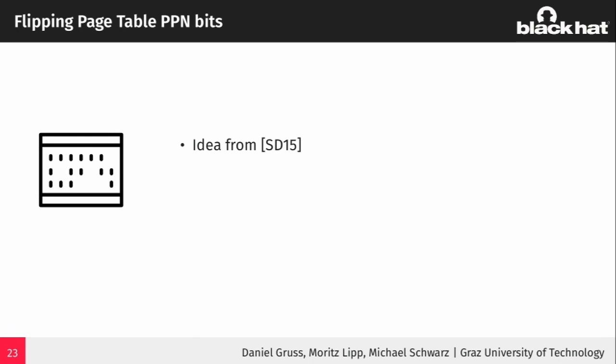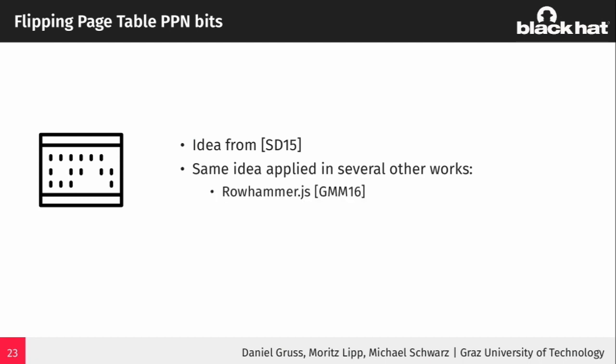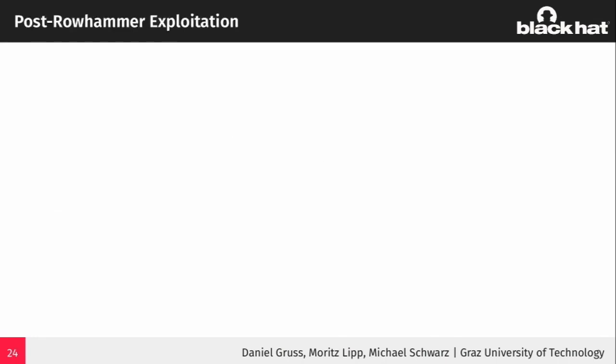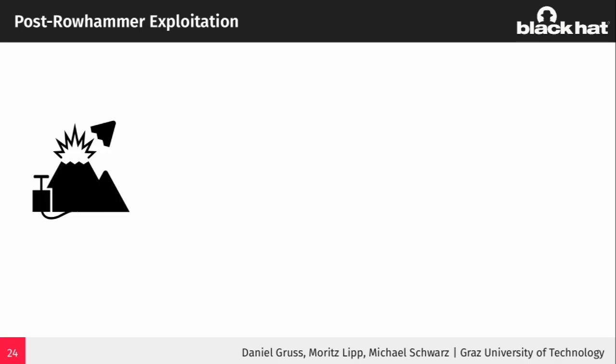For instance, this first idea was from 2015, and it was also reused later on in other works. We used it in Rowhammer.js. It was also used in 1-bit-flips, 1-cloud-flops, and then in the Drama exploit as well. Okay, so we can flip bits, and the interesting thing is we can't only flip bits in page tables.